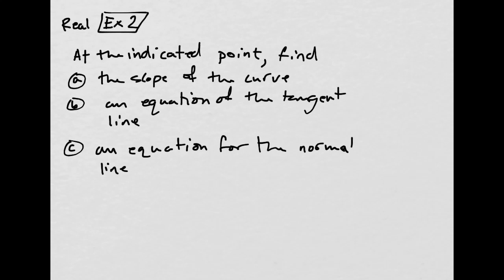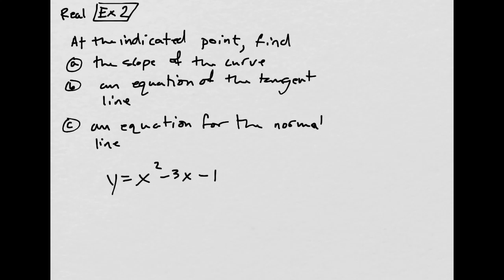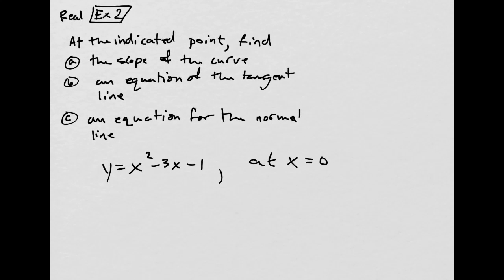I haven't written down the actual example, but at the indicated point, we're going to find three things: the slope of the curve, an equation of the tangent line for that curve at that point, and an equation for the normal line. So we'll go over what a normal line is in a minute. So we're doing this for x squared minus 3x minus 1, and we're doing this also at x equals 0. If it's telling you to find the slope of the curve at a point, at the indicated point, then they need to give you a point.